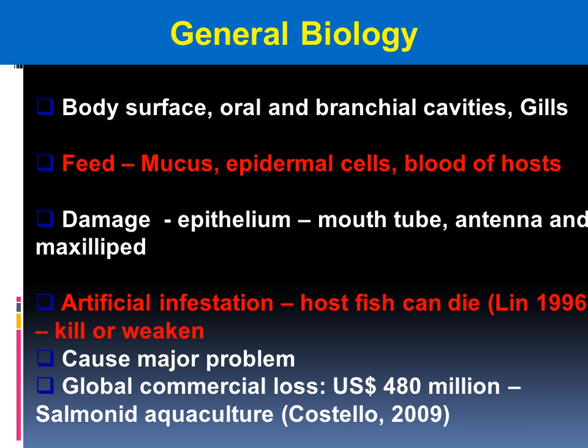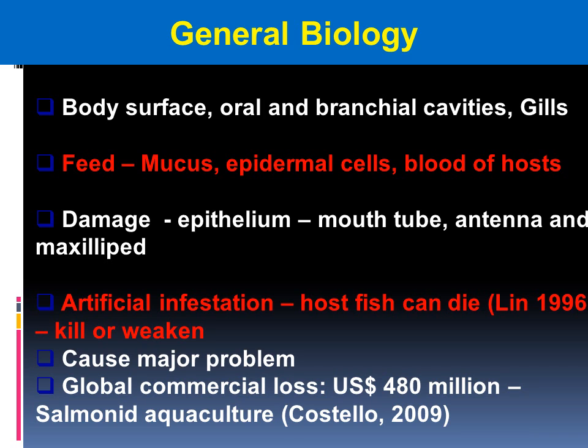In general biology, the body surface, oral and branchial cavities, and gills are the main regions used for the attachment of the sea lice. They feed on the mucus, epidermal cells and blood of their hosts. They are characterized by a mouth tube with a pair of pectinate mandibles inserted in it. The mouth tube is made up of the labium and labrum, and close to the tip of the former is a pair of strigil.